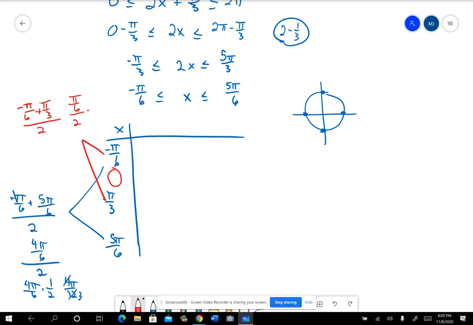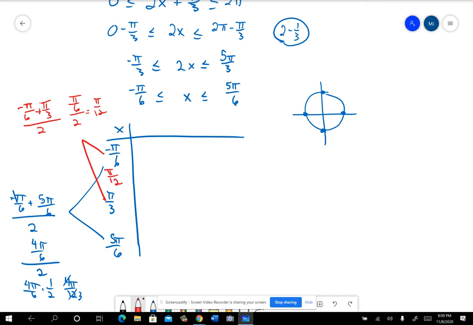When I take half of that, or divide by 2, that'll be pi over 12. So this was negative 1/6 plus 2 pi over 6, which would give me positive 1 pi over 6. But when I take half of that, I'd be at pi over 12. So this is pi over 12.